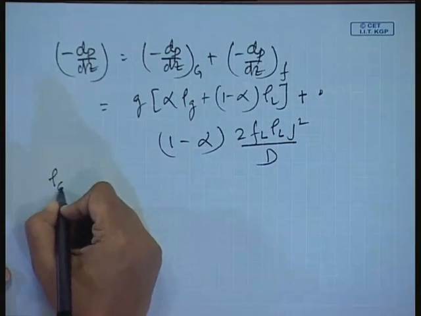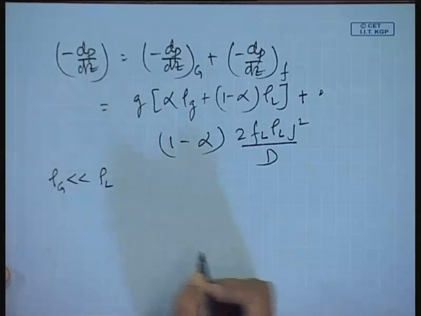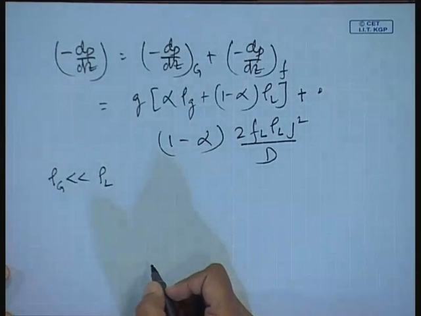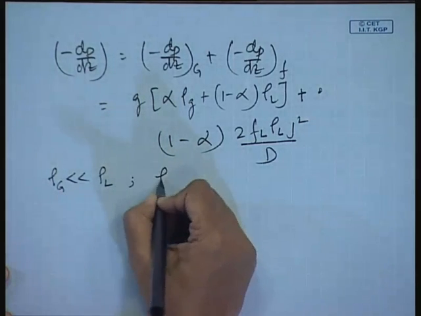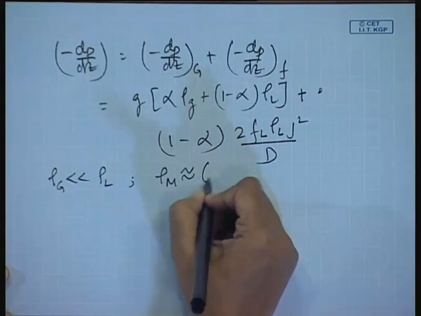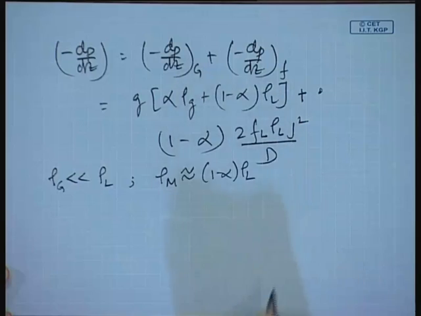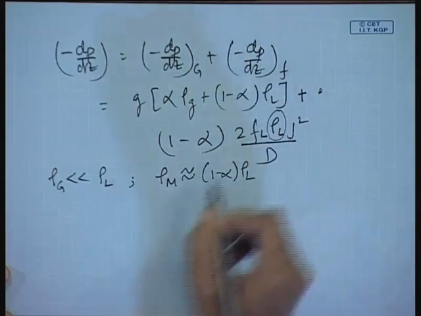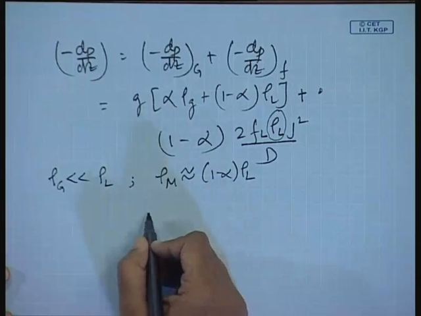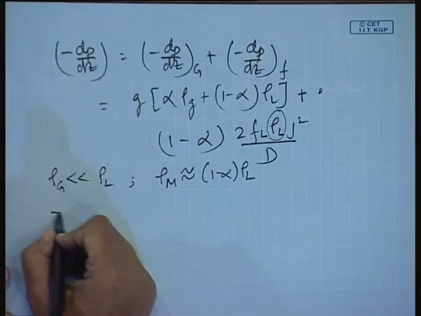What do we know? We know rho_g is much less than rho_L. Do we know this? If we know this, then can we write rho_m is almost equal to 1 minus alpha into rho_L? We can do it. So, in place of this particular rho_L, we can substitute rho_m by 1 minus alpha. Why I want to do it, I will tell you.